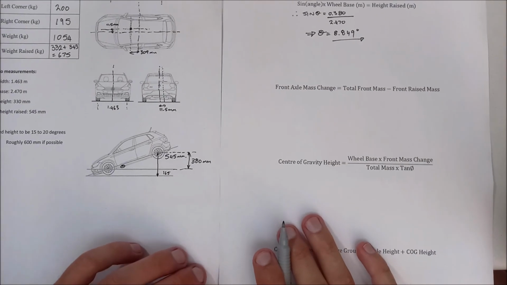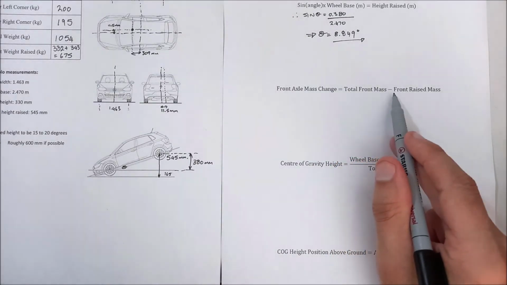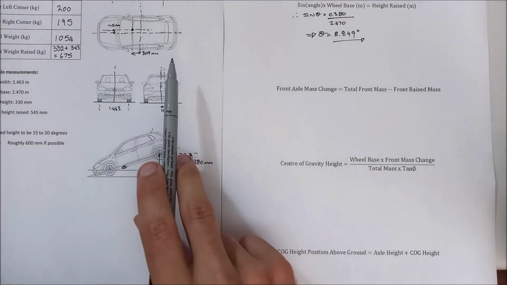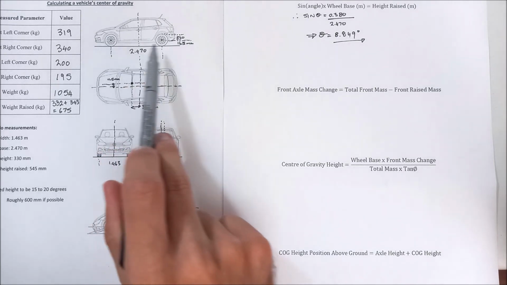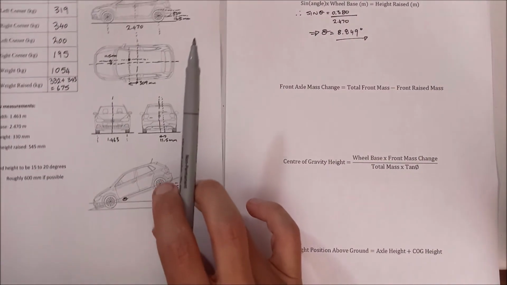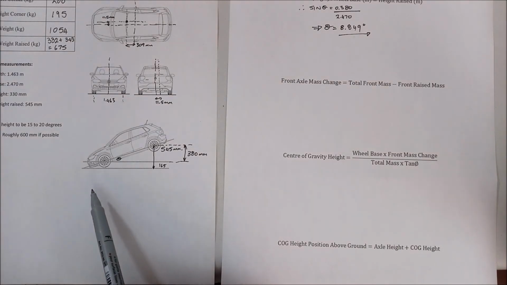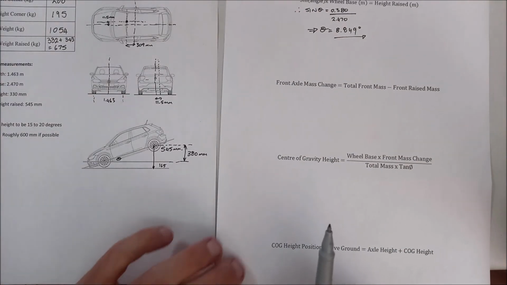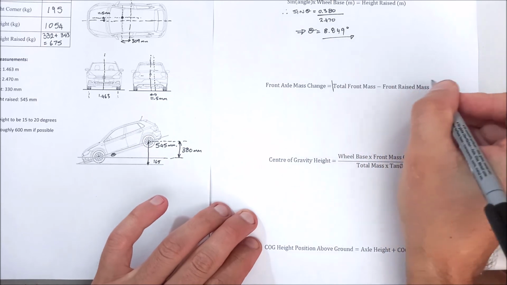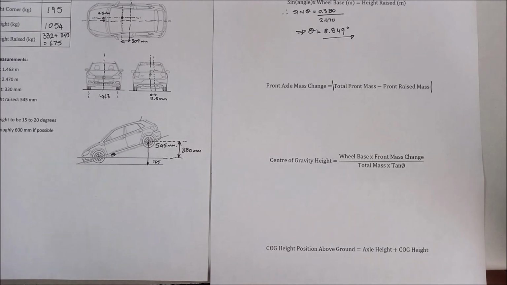The next thing we've got to do is calculate the front axle mass change. That's equal to the total front mass minus the front raised mass. In other words, we look at the total mass when the vehicle is with all four wheels on the scales, and the front raised mass would be the situation where we've got the rear end jacked up and only those two values are obtained. Okay, so we subtract that from each other, and we only look at the absolute value of it. Sometimes you get a negative value. We don't mind, we don't care about it. We just want the absolute value of that.